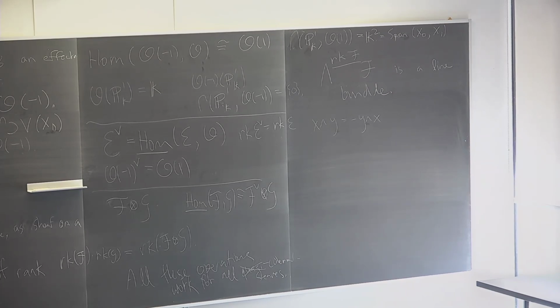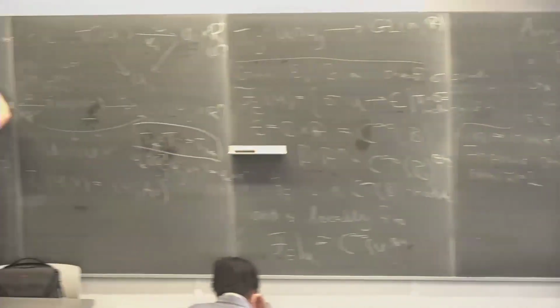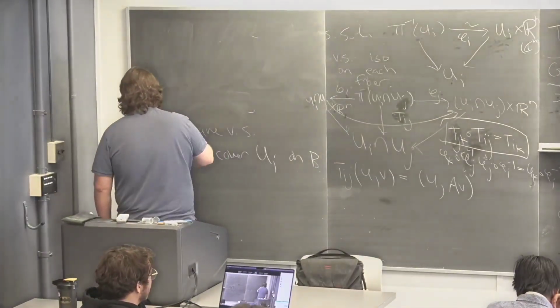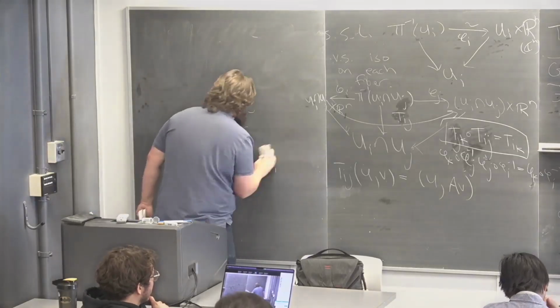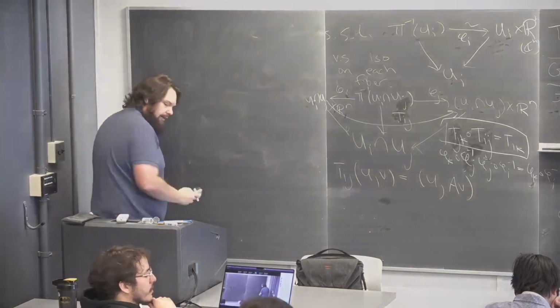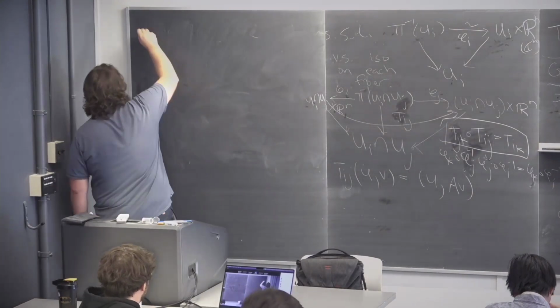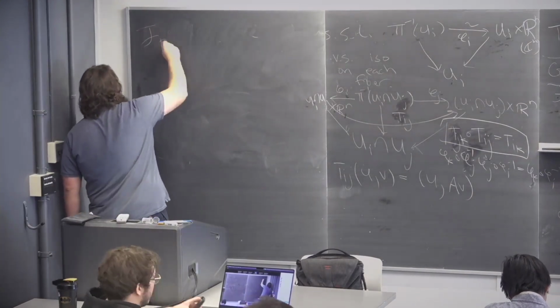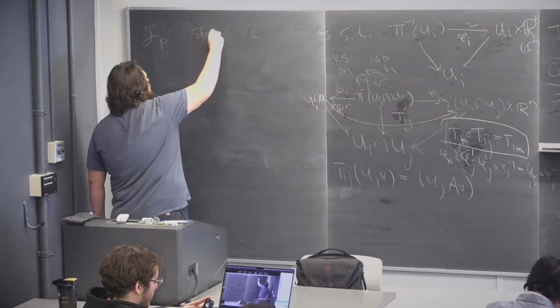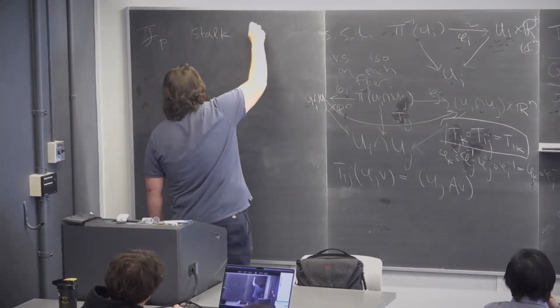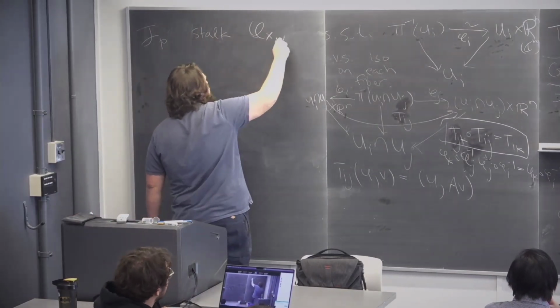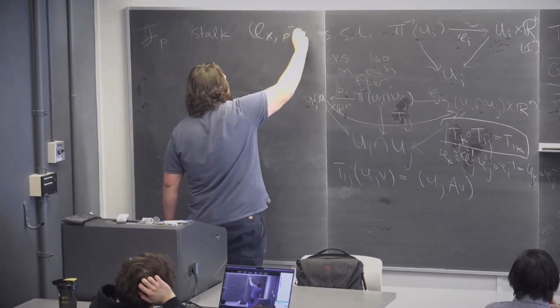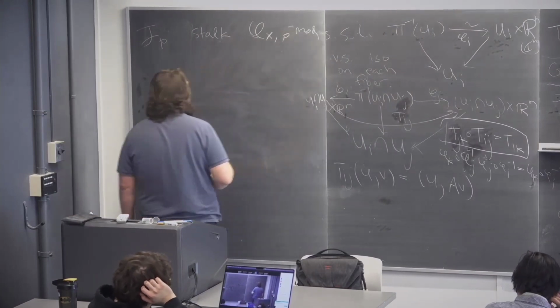All right, indeed. That's a good introduction to what I was about to say, which is one of the things we often want to do is to think about the stalks. If I take F sub p, this is the stalk. This is an O_{X,p} module, obviously free if F is locally free.